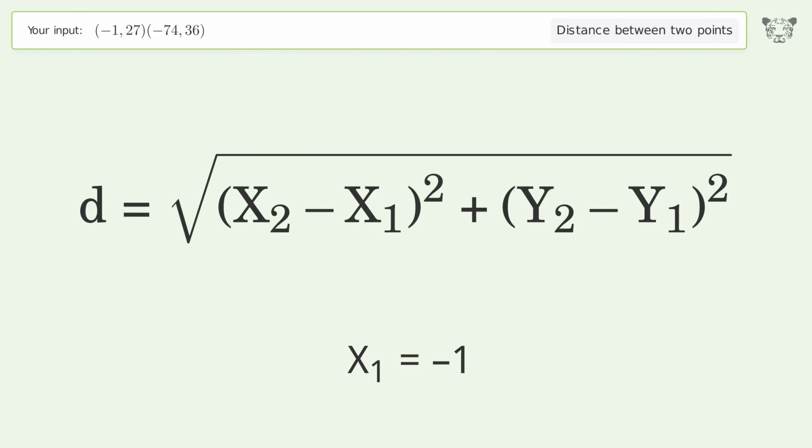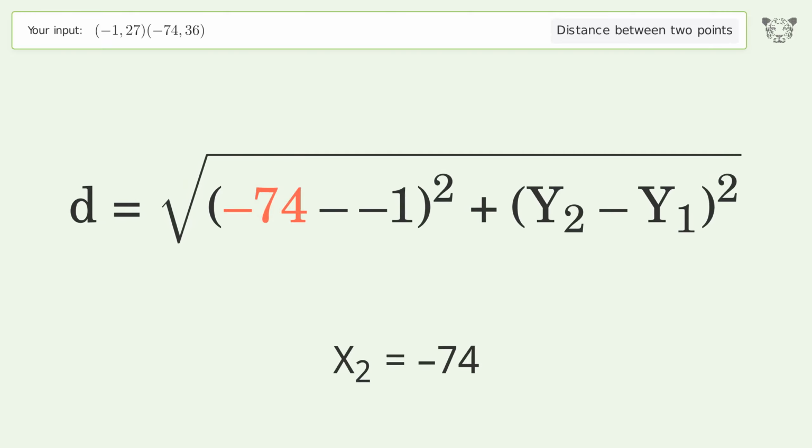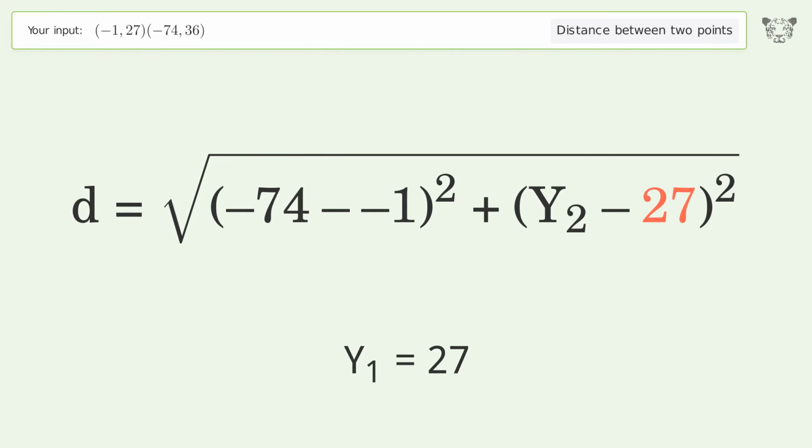x1 equals -1. x2 equals -74. y1 equals 27. y2 equals 36.